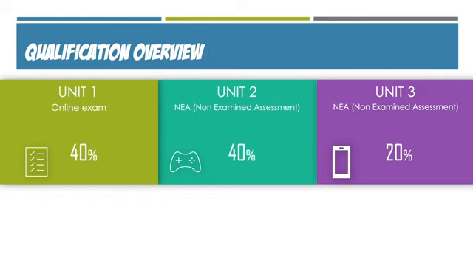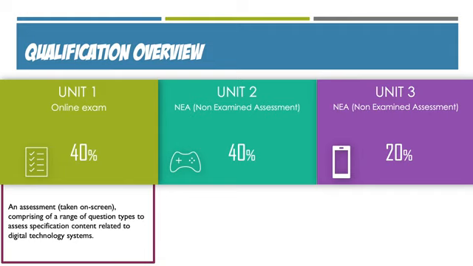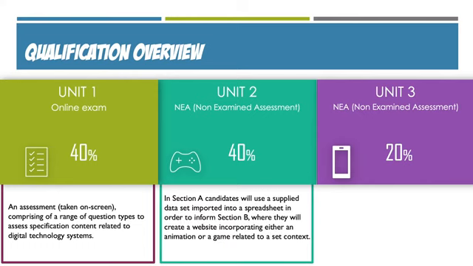Unit 1 is an online exam, which means you'll be in a computer room to take the exam. The assessment will comprise of a range of different question types, which will assess the specification content related to digital technology systems. With Unit 2, this is split into 2 different sections. In Section A, candidates will be supplied with a data set and then import this into a spreadsheet and perform a number of functions on it. In Section B, they'll start developing a website and either an animation or game, depending on what the qualification scenario asks for.